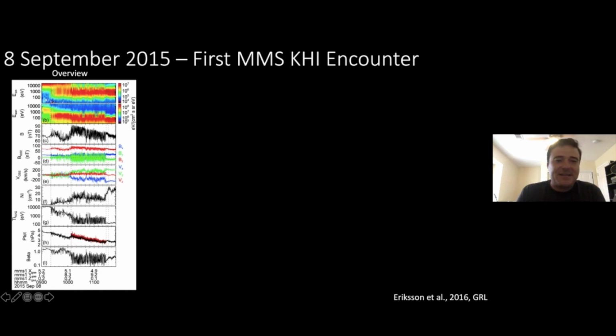And then here we have the same thing for electrons. This is the magnitude of the magnetic field in the plasma. This is the vector magnetic field, in GSE components. Z is north-south. Y is dawn-dusk, so it's normal to the flanks. So it's normal to the vortices.